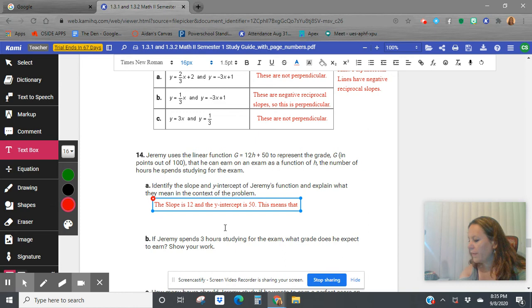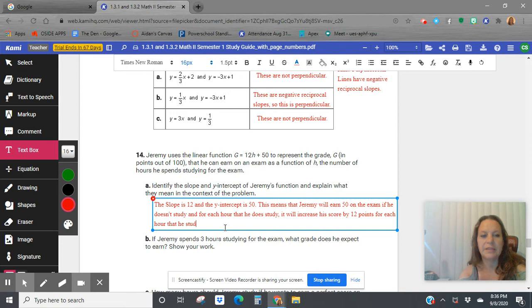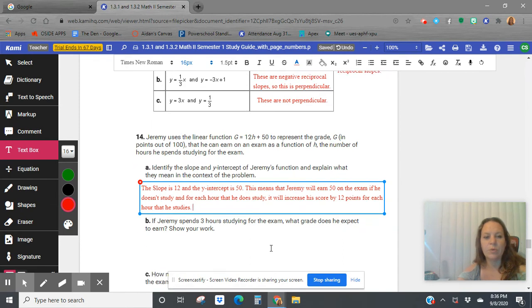This means that Jeremy will earn 50 on the exam if he doesn't study, like with no studying at all. And for each hour that he does study, it will increase his score by 12 points for each hour that he studies. So with no studying at all, he just has a flat 50. With any studying after that, for each hour, it goes up by 12 points.